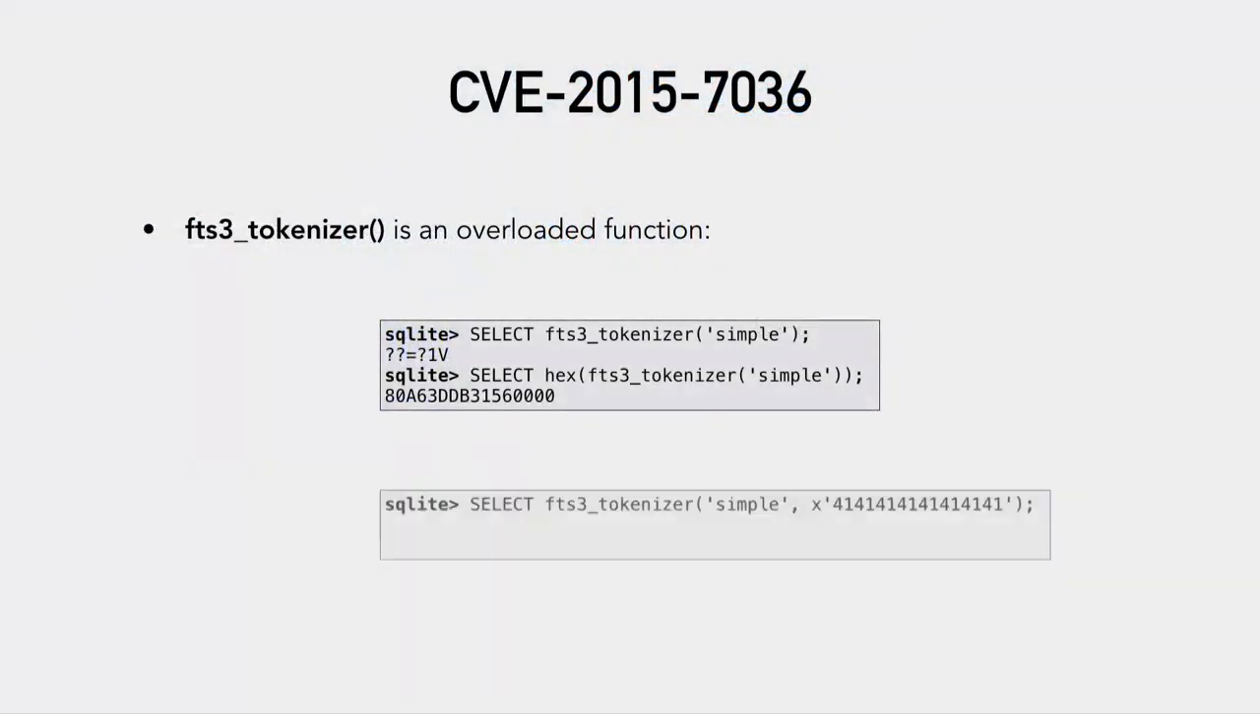And if you call it with two arguments, the first one is the tokenizer name, the other one is a raw pointer, you actually override the address of this tokenizer. So everyone trying to use this tokenizer, everyone instantiating a virtual table, will try to initialize it and will then crash and burn with segmentation fault at the address given to it.